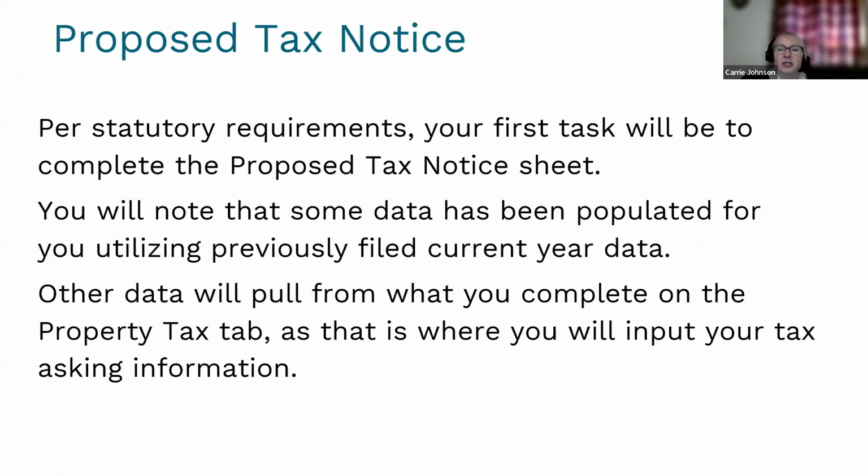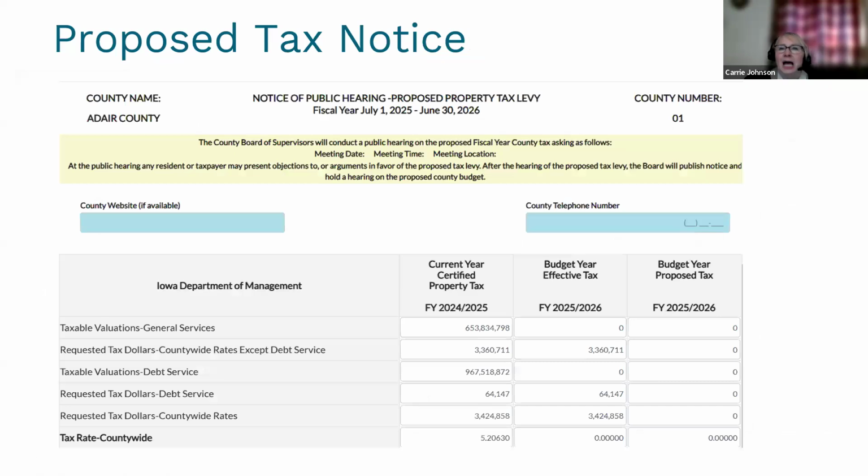The proposed tax notice, again, this is going to be the first thing you do. You got to do it by March 5th. You'll note that a lot of the data is being pulled into there for you. So like I said, if it's white cells, you're not typing anything in there. It's being pulled or calculated for you. Blue cells you enter into, right? So your website, your phone number.